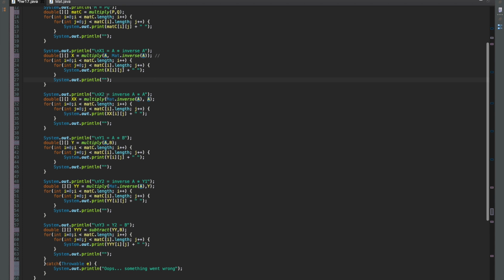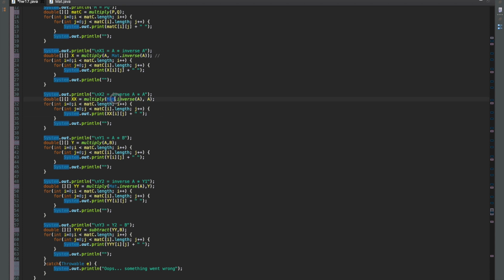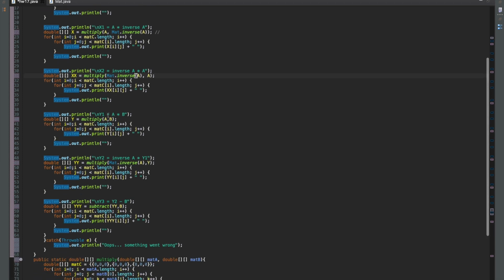And x2 is equal to the inverse of A times A is the same as before. You just want to call in your matrix class and the method before you multiply it. Just switch it. And then for y1 is equal to a times b, you create an array, name it y, and set it equal to the product of a and b, and then the two for loops, and then you print out the answer with the space and the extra line.